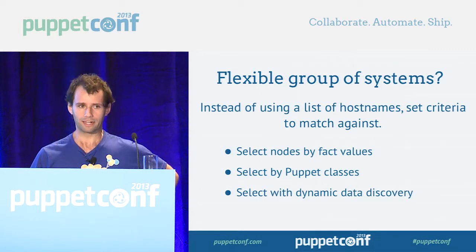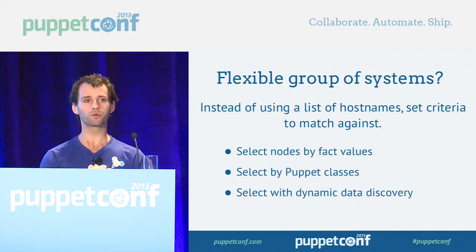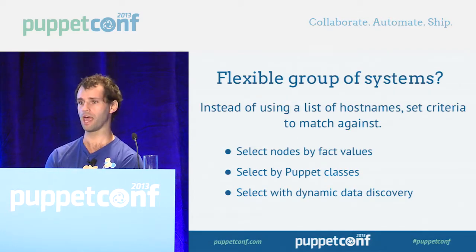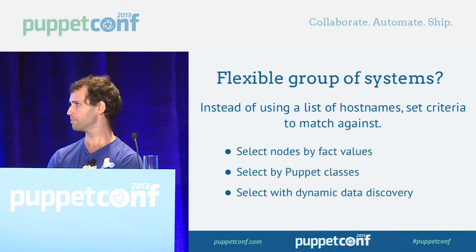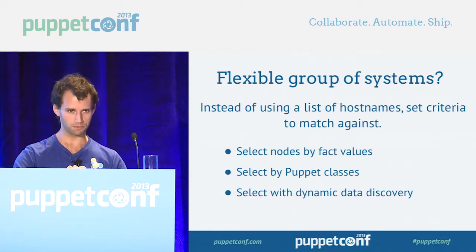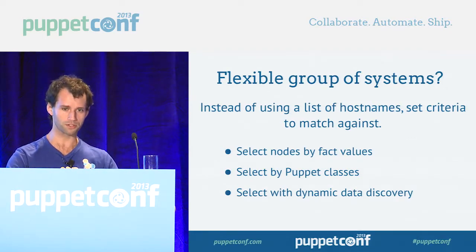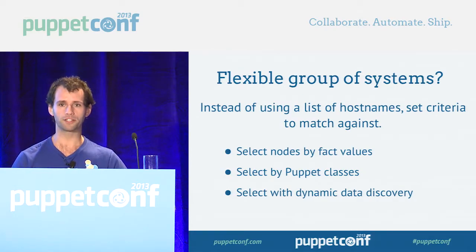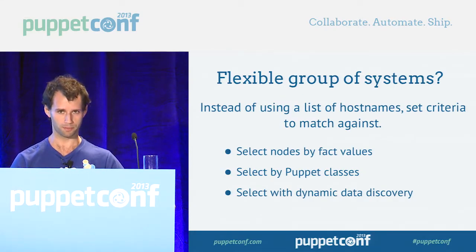What does it mean to run an action on a flexible group of systems? This is where the orchestration engine really shines, and it's one of the coolest things that you're likely to see the first time you install Puppet Enterprise. It's really cool. Instead of using a list of host names like you would with SSH in a for loop or PSSH, you instead set criteria to match against when you issue a command.